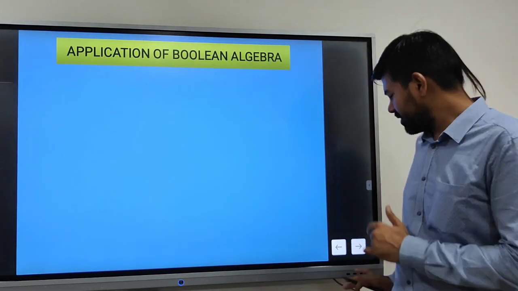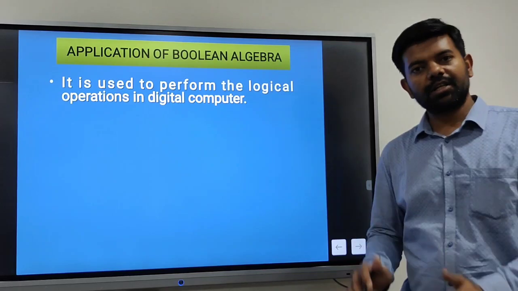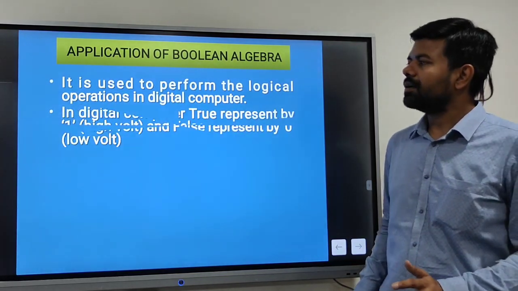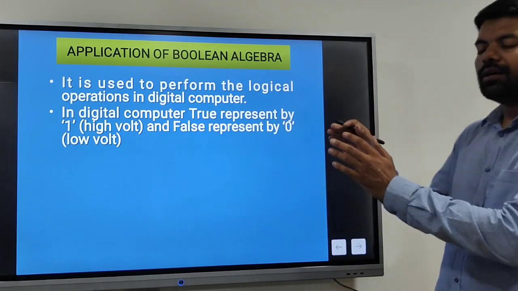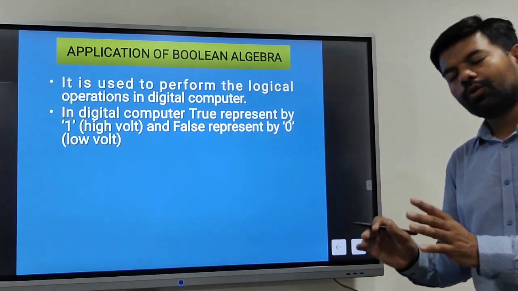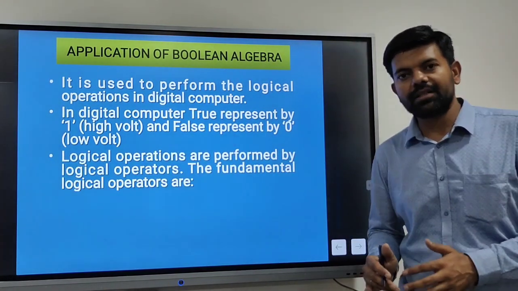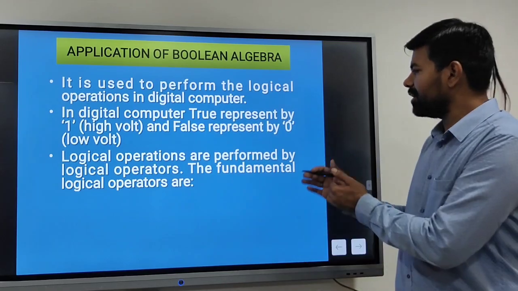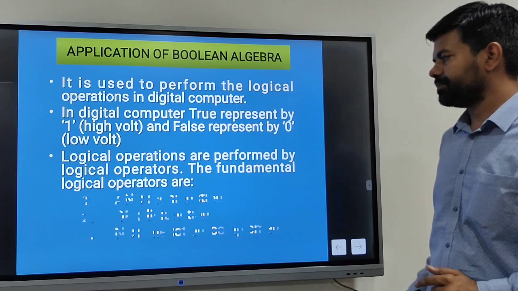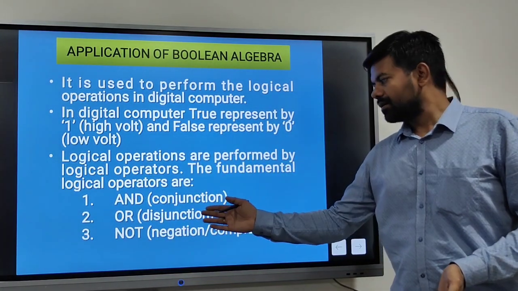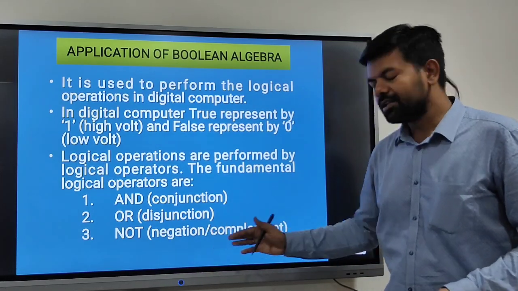Application of Boolean algebra. It is used to perform logical operations in digital computers. In a digital computer, true is represented by high values and 0 is represented by low values, that is low voltage. Logical operations are performed by logical operators. The fundamental logical operators are AND, conjunction, OR, disjunction, and NOT, negation or complement.